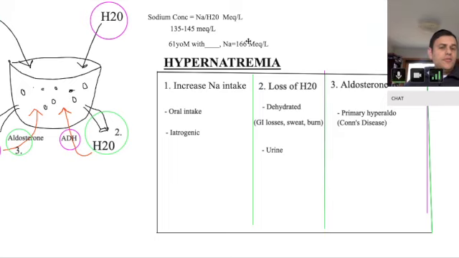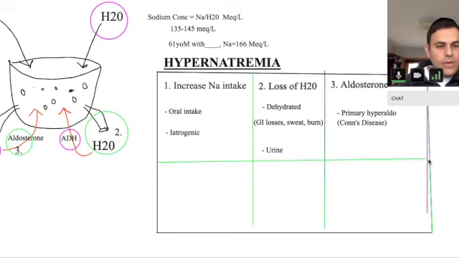Category number two: they're dehydrated, so they're losing free water, either GI losses, sweat, burns, or through their urine, which we still need to talk about. I'm not done. I just want to leave that for last. Or do they have primary aldosterone, primary hyperaldosterone, which is Conn's disease? In that case, that patient is going to be hypernatremic, hypertensive, and hypokalemic. Okay, so I think that's cool, and I think that's a great start.